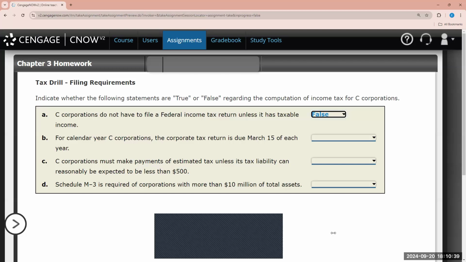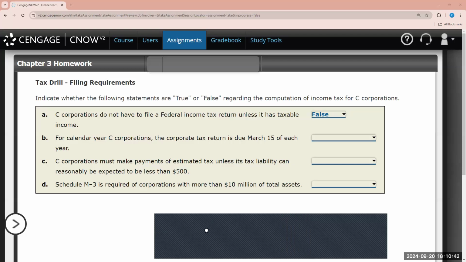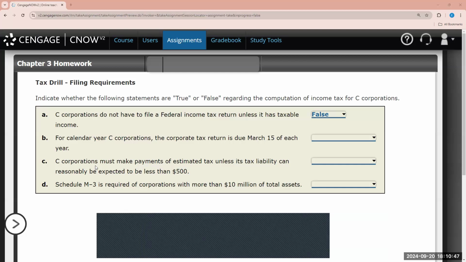Next, it asks, for calendar year C corporations, the corporate tax return is due March 15th of each year. So just to ensure that you understand the difference, a calendar year is from January 1st to December 31st, and a fiscal year is any other 12-month period. To make it easier, think of it from birthday to birthday. With each birthday that passes, that's a 12-month period other than a calendar year. So again, calendar year, January 1st to December 31st. A fiscal year is any other 12-month period. To gain a better understanding of what a fiscal year is, think of it from birthday to birthday.